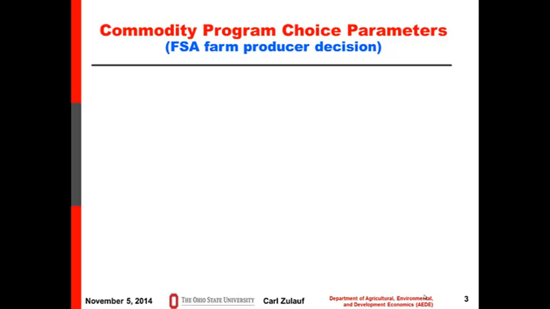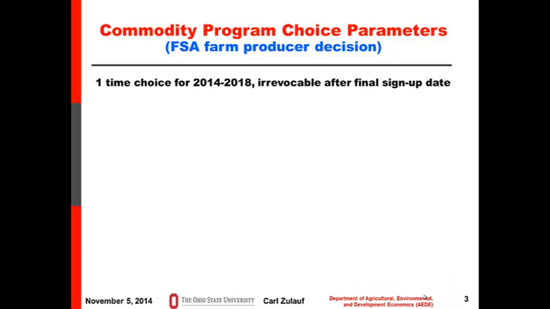I would now like to talk about the commodity program choice that producers have to make. And this is a decision made by the farm producer, not by the farm operator, as the two other previous decisions that were discussed, the yield update and the acre allocation decision. Key attributes of this decision: this is a one-time choice. It covers the crop years from 2014 through 2018. It is irrevocable after the sign-up period has ended, so you cannot go back and revise this.